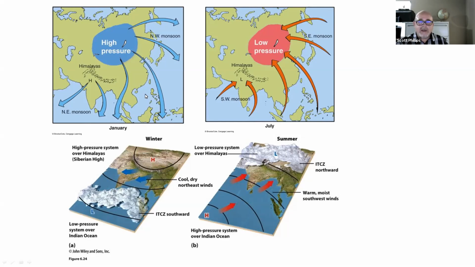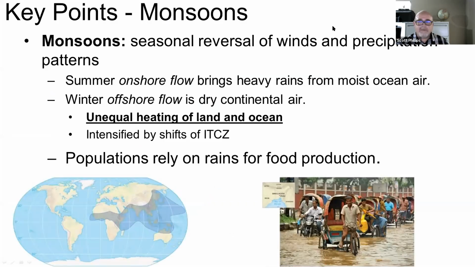And that creates dry conditions, but the opposite occurs during the summer. Now in the summer, the land is hotter than the ocean, and as it heats up and the air is rising, it draws air in from over the ocean. This is called a monsoon system. So monsoons are the seasonal reversal of winds and precipitation patterns. So we have summer onshore winds blowing from the ocean onto the land. They bring heavy amounts of moist ocean air and heavy amounts of rainfall.